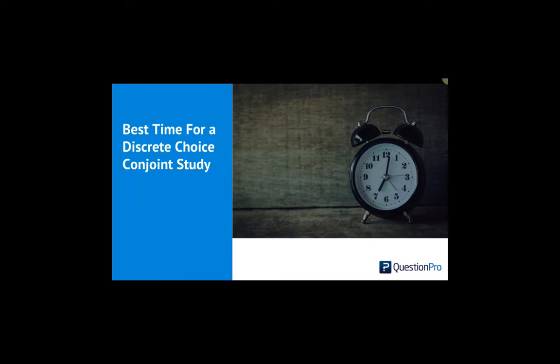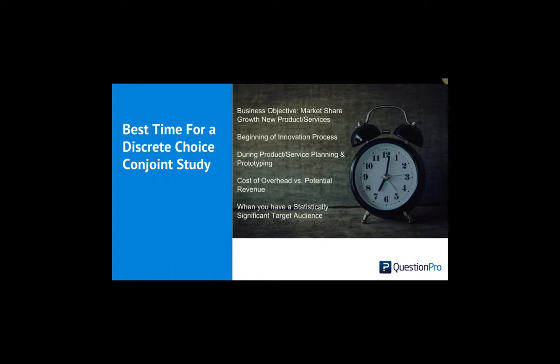So what time is conjoint o'clock? Usually the best time for those who want to run a discrete choice conjoint study are those that have business objectives to increase market share growth through new products and services that they're considering bringing to the market, or maybe repackaging existing services. That is a great time to see if your customer base or your target market would be interested before actually bringing something to the market.